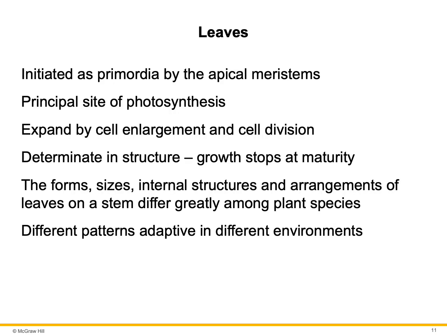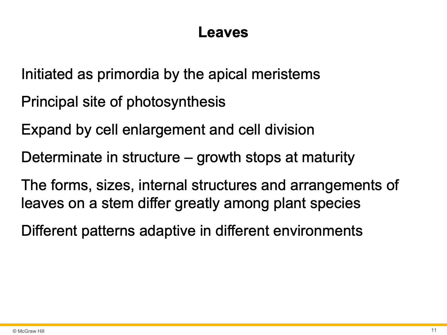Now we are done talking about stems. Now we are moving into leaves. Leaves are the principal sites of photosynthesis for many plants. They contribute to atmospheric oxygen levels and produce carbohydrates for all the heterotrophs that live on Earth. Leaves are determinate structures, which means that their growth stops at maturity.